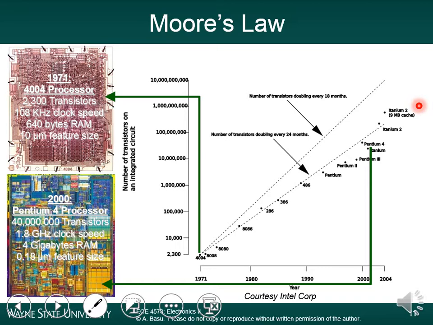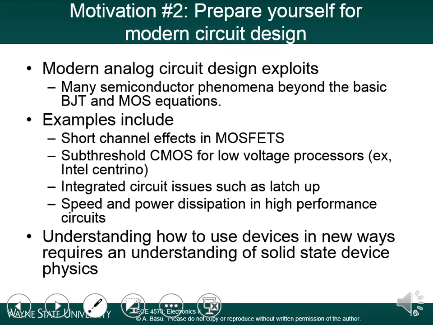So these are all modern issues that, in order to understand, you really need to have a basic understanding of semiconductors. A few examples that I had written down before: short channel effects in MOSFET, and then sub-threshold CMOS for low voltage processors. Usually you guys have learned the equations for threshold voltage. Above the threshold voltage, the transistor is on. Below the threshold voltage, the transistor is off, right? Well, a lot of low voltage microprocessors nowadays actually use the sub-threshold region, where the transistor is operating in that region instead of just on and off.